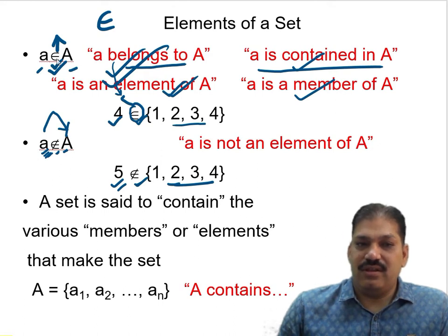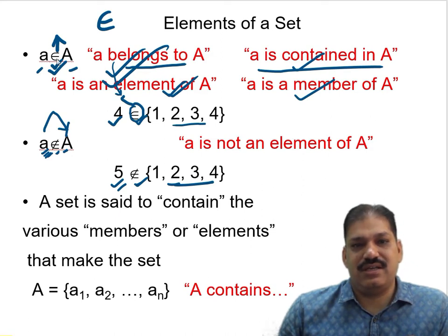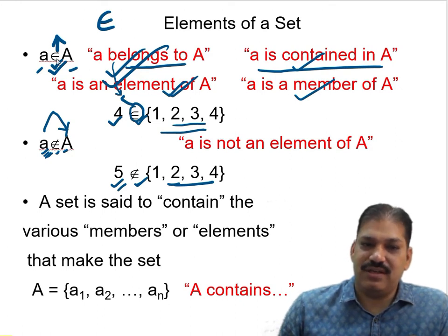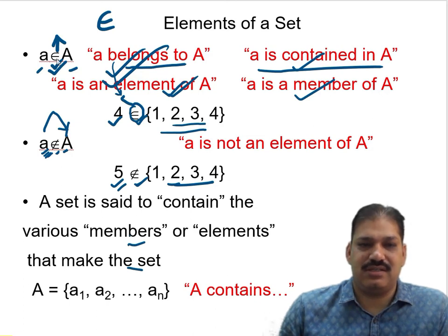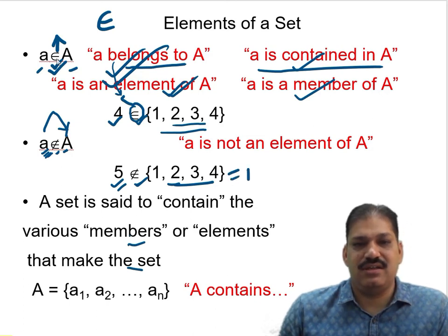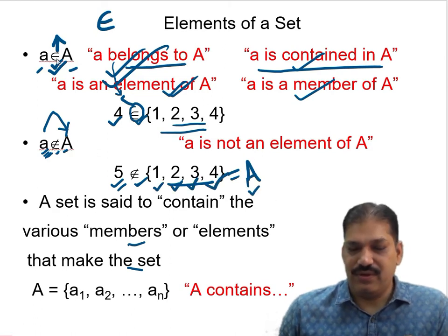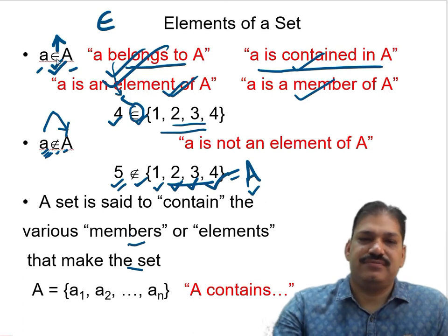On the other hand, while talking about A, we can say the set A contains 1, 2, 3 and 4. A set is said to contain the various members or elements that make up the set. Suppose I name this set A. I can say A contains 1, 2, 3 and 4. This is how we do it.